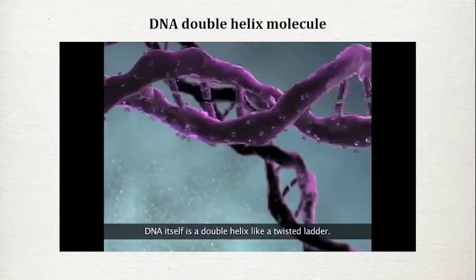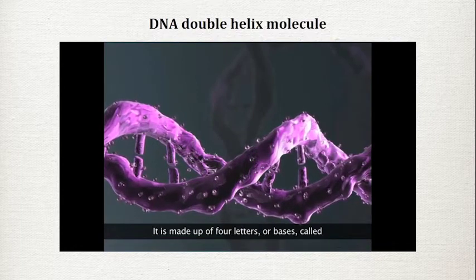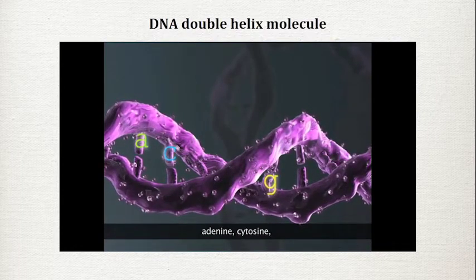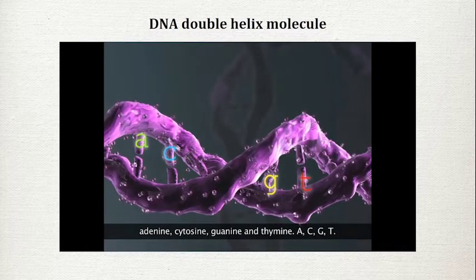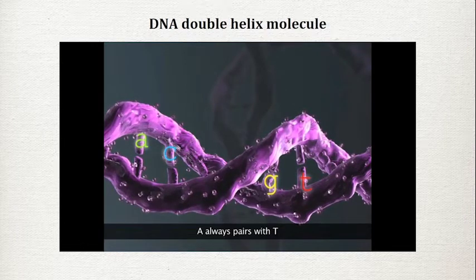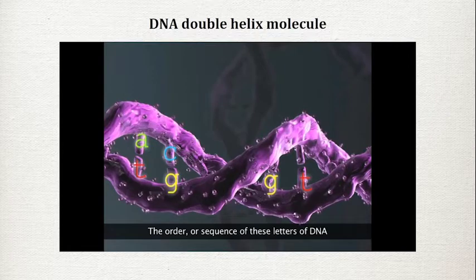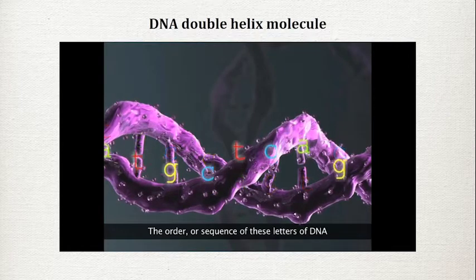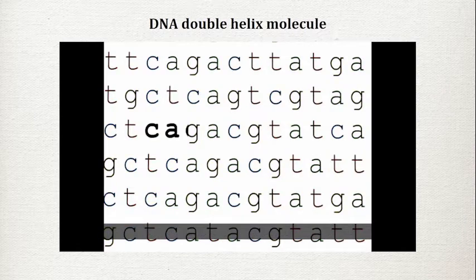DNA itself is a double helix, like a twisted ladder. It is made up of 4 letters or bases called adenine, cytosine, guanine and thymine, A, C, G and T. A always pairs with T and C always pairs with G. The order or sequence of these letters of DNA carry the instructions for how a cell behaves and functions.